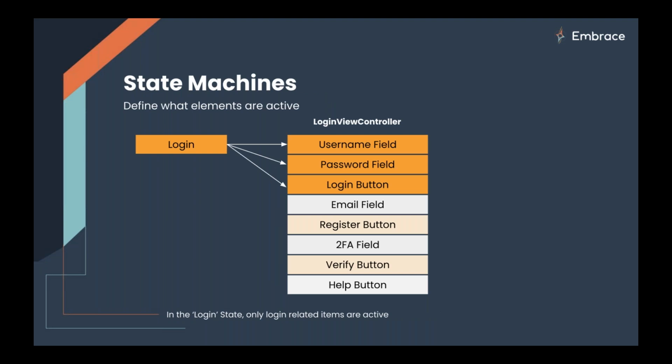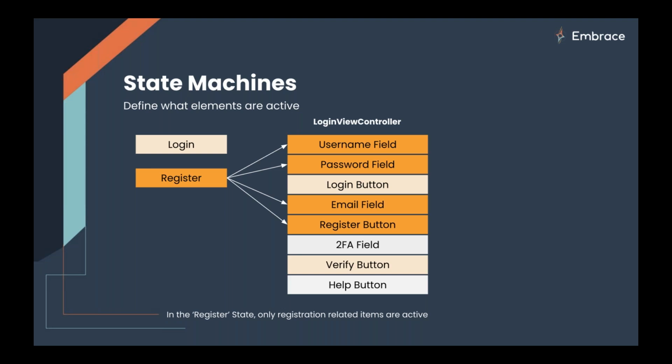State machines can help. Instead of thinking of this class as one big interconnected bowl of spaghetti, we can separate things out into states. We can define a login state, and when we're in the login state, we only need to think about the username, the password, and the login button. That's it. We can ignore everything else because we know we're in that state.